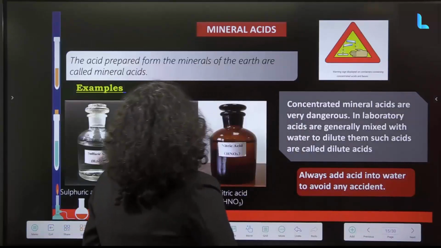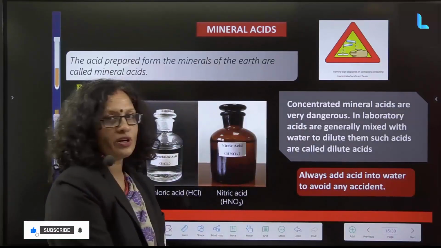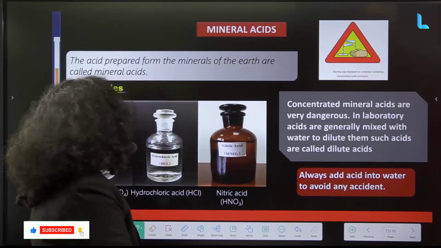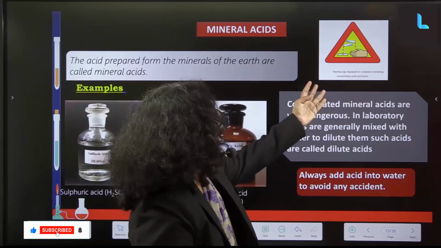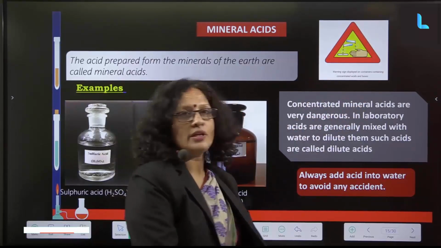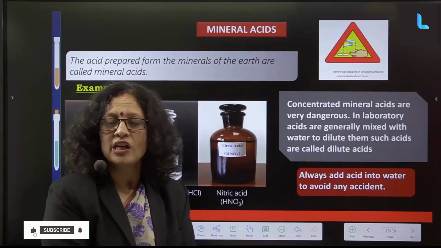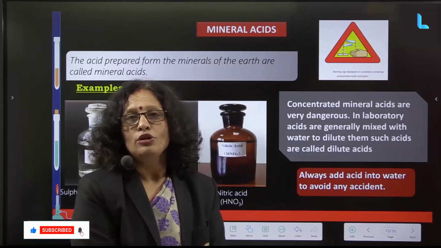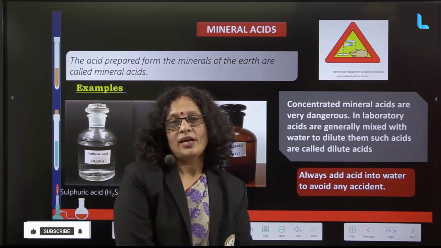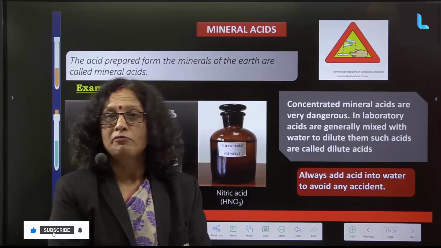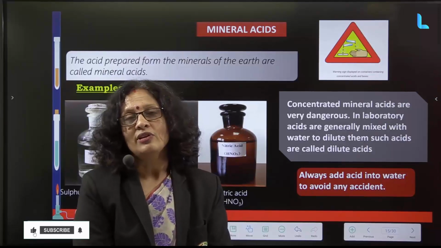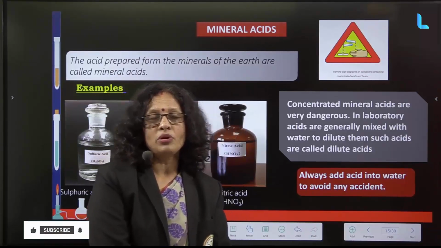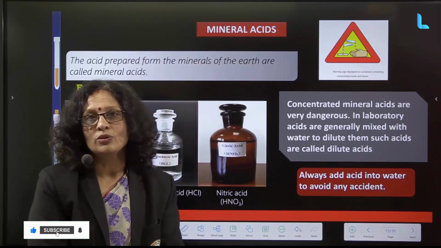The acids prepared from minerals are called mineral acids. This kind of sign will be there on the bottle. What is this sign? The acid is very corrosive. It will harm the skin. It will injure the skin. You would have heard about acid attack. Acid attack is generally done by sulfuric acid. Concentrated sulfuric acid is the most dangerous acid, and it will directly burn the skin down to the bones also.